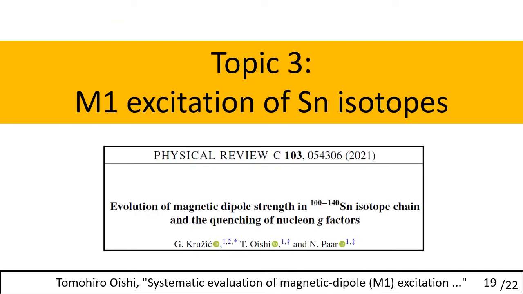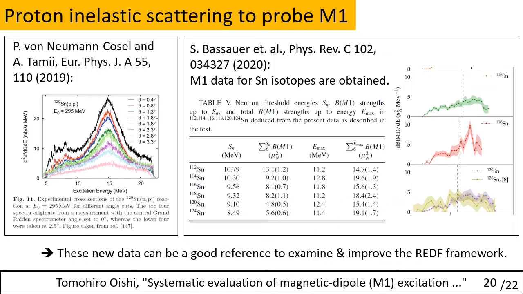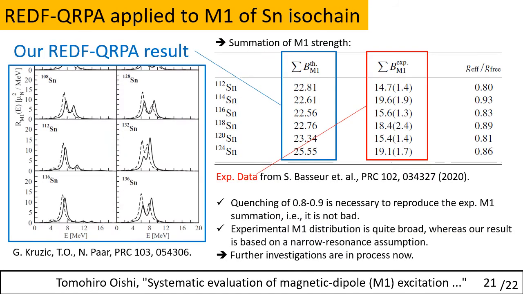Finally, I also briefly introduce our new results for tin isotopes. Recently, proton inelastic scattering has been utilized to obtain the magnetic dipole experimental data. These new data can be a good reference to examine and improve the REDF framework. Here I show you our new results for tin isotopes.